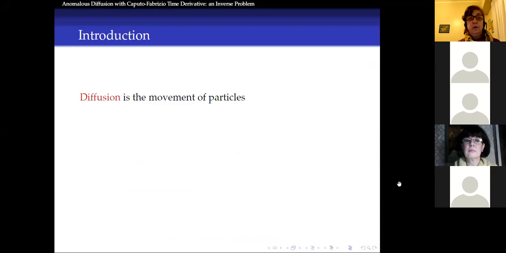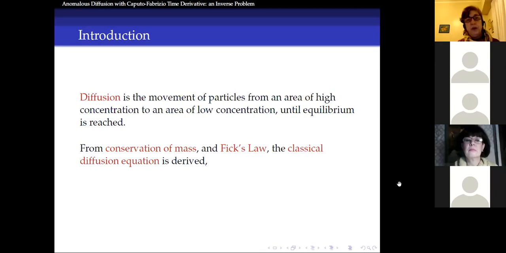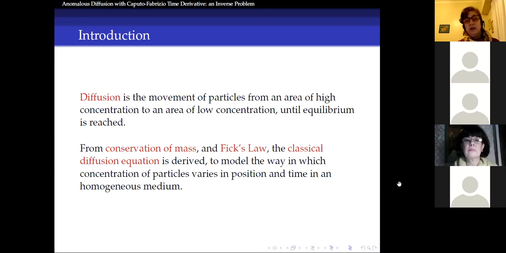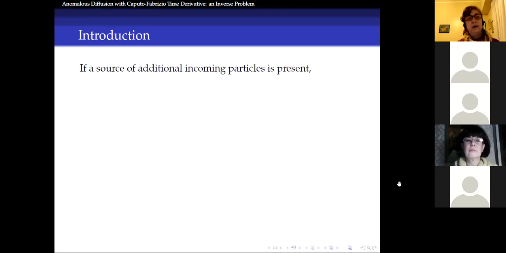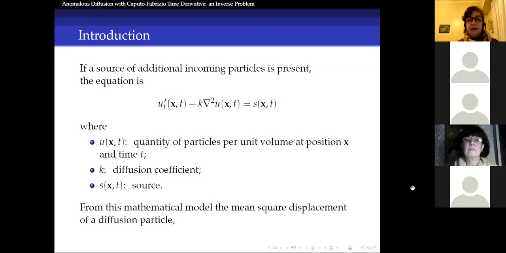We call diffusion when we talk about the movement of particles from an area of high concentration to an area of low concentration until the equilibrium is reached. From conservation of mass and Fick's law, we have the classical diffusion equation to model the way in which the concentration of particles varies in position and time in a homogeneous medium. If we have a source of particles incoming, we have this equation. It's a parabolic equation with an ordinary derivative in time and the Laplacian in the spatial part. Here, U is the concentration of particles, K is the diffusion coefficient, and S is the source. From this mathematical model, the mean square displacement of particles is proportional to the time.